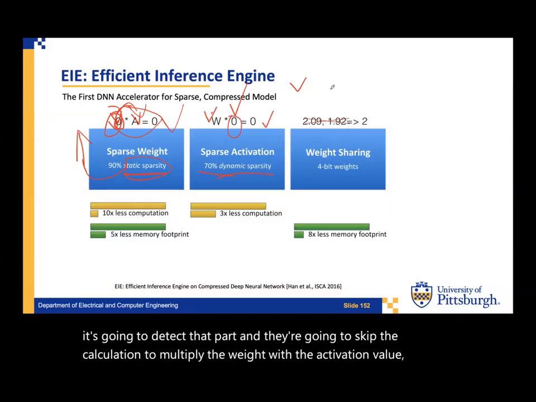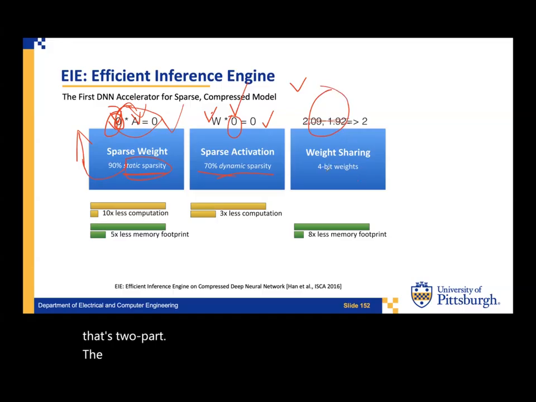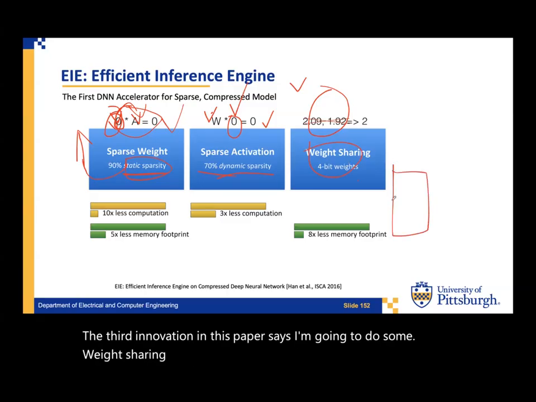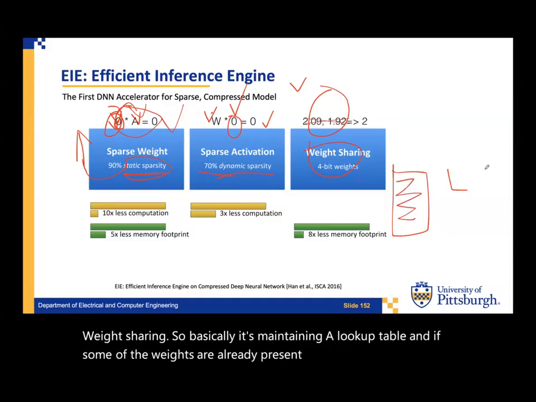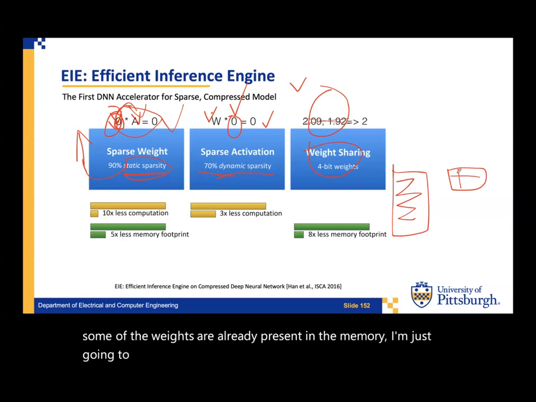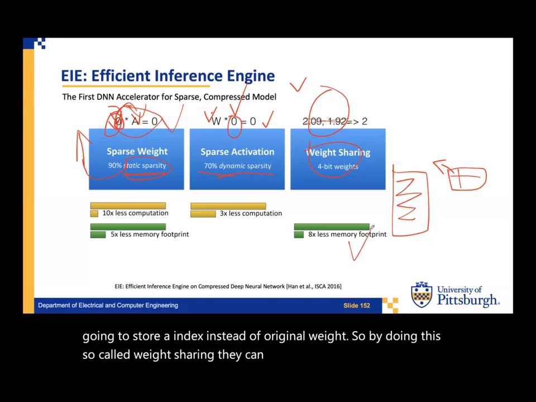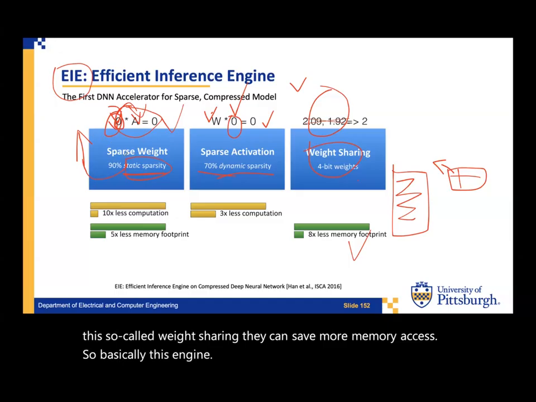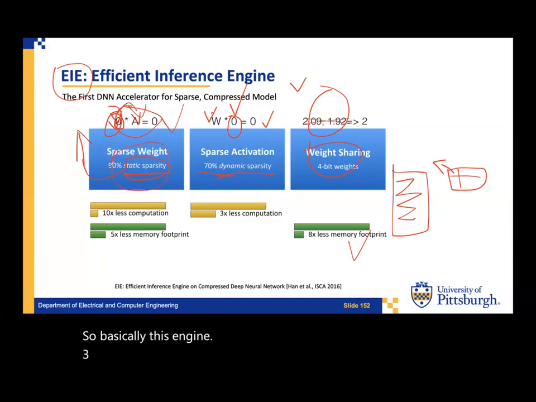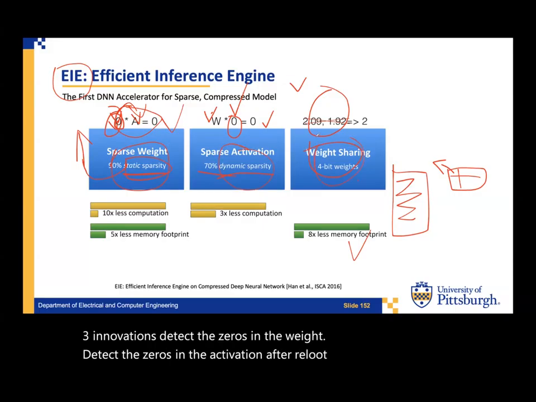The third innovation in this paper is weight sharing. Basically, it's maintaining a lookup table. If some of the weights are already present in the memory, I'm just going to store an index instead of the original weight. By doing this so-called weight sharing, they can save more memory access. So basically, this engine has three innovations: detect the zeros in the weight, detect the zeros in the activation after the ReLU function, and share the weight.